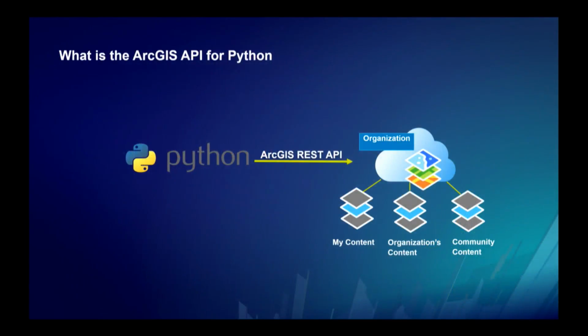Okay, so if you're not familiar, what is the ArcGIS API for Python? We wrote it with the Python language. Basically what we did is we took our REST API, wrapped that around our ArcGIS API for Python, and created a bunch of modules, classes, and methods to tie into what we call your Web GIS. Think of your Web GIS as your organization, such as ArcGIS Online or your ArcGIS Enterprise instance, okay?